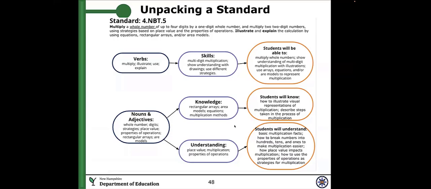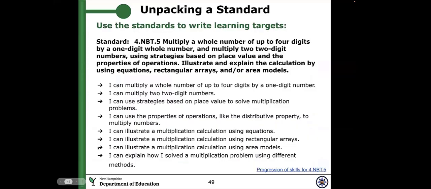And then underneath those, this understanding here, these are those things, again, you're taking away from this particular standard. They need to understand place value, and need to understand multiplication and properties of operations. So the students need to understand their basic multiplication facts, how to break those numbers into hundreds, tens, and ones to make multiplication easier. They need to know how place value impacts multiplication and how to use those properties of operations as strategies for multiplication. Ooh, that sounds like a lot. So let's move on to the next one here.